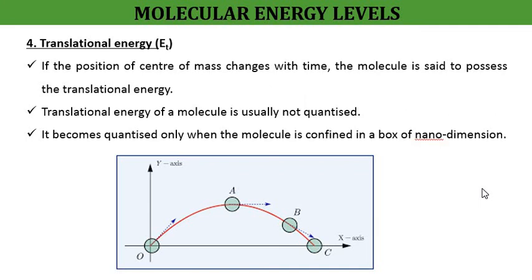The last type of energy level is translational energy. If the position of center of mass changes with time, then the molecule is said to possess translational energy. This type of energy is usually not quantized. It becomes quantized only when the molecule is confined in a box of nanodimension. In this schematic representation, you can see that the position of center of mass changes with respect to time.